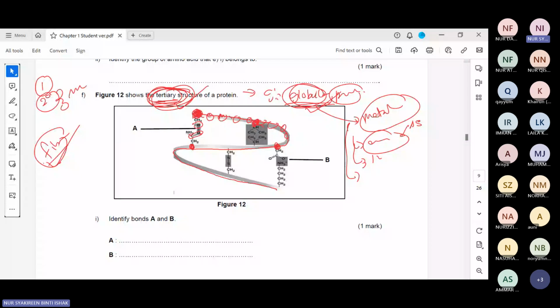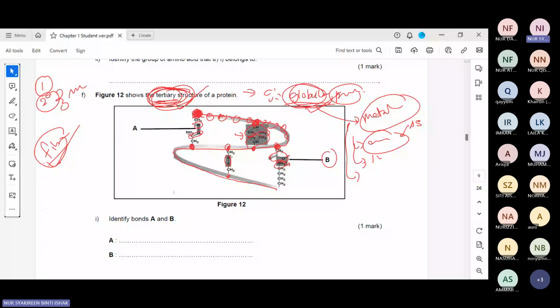Okay, ini antara amino acids yang ada carboxyl group and also amino group kan. So carboxyl will be ionized to form COO negative, it is negatively charged. Amino group will be ionized to form NH3+, positively charged. Positive and negative forms, sorry, hydrogen bonds. Okay, bukan hydrogen bond, ionic bonds. Okay, ionic bond. This one is hydrogen bond. Okay, so A is hydrogen bond, B is ionic bond.